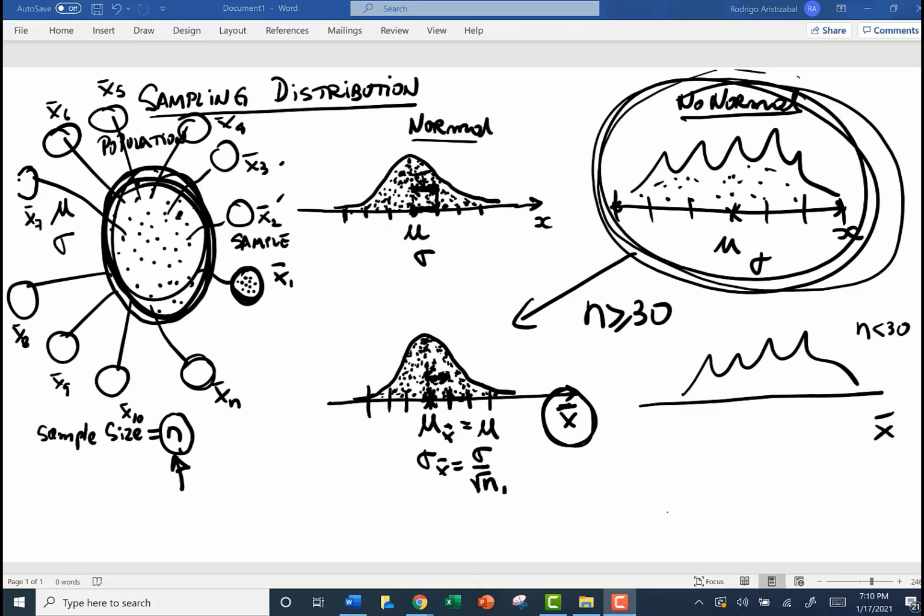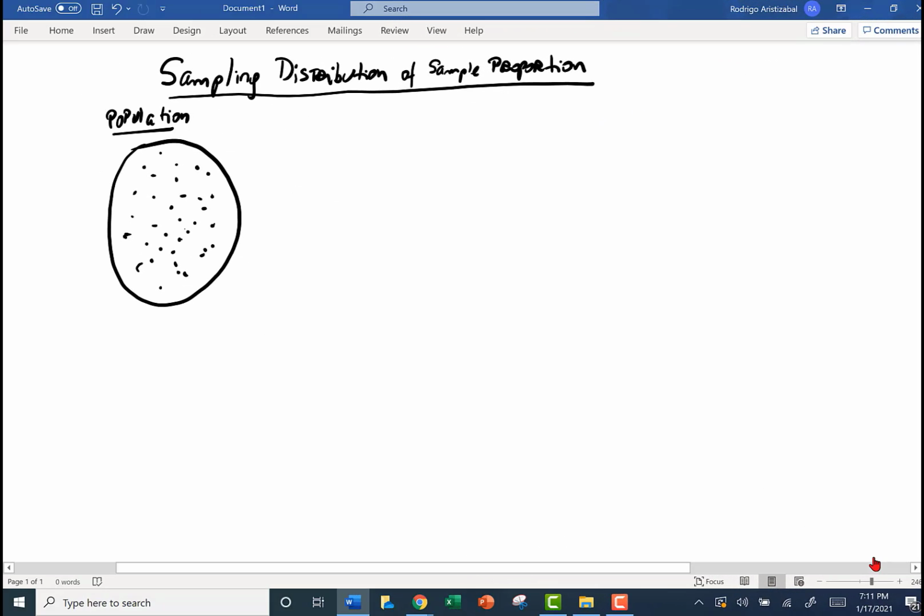In the same way, we can obtain the sampling distribution of any statistic. We can compute other statistics in all of these samples different from the mean. For example, the standard deviation, the variance, the mode, the median, whatever statistic, and we can analyze the sampling distribution of those statistics. For example, let's study the sampling distribution of sample proportion. Suppose that in this population we want to study one characteristic.